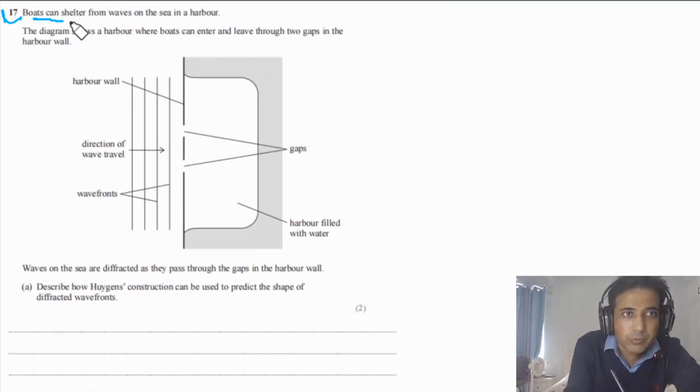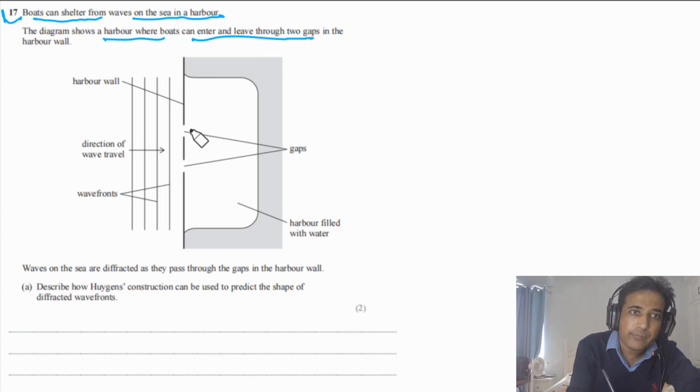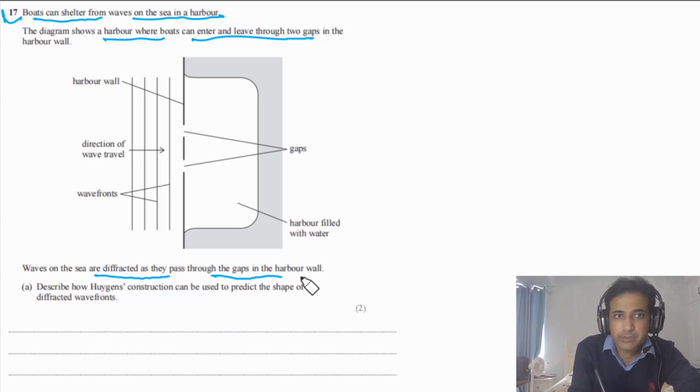Question 17 says boats can shelter from waves on the sea in a harbor. The diagram shows a harbor where boats can enter and leave through 2 gaps in the harbor wall. So we have gap 1 here and we have another gap here. Waves on the sea are diffracted as they pass through the gaps in the harbor wall. It means when they pass through this gap, the waves diffract like this. So they pass through this one and the waves will diffract.